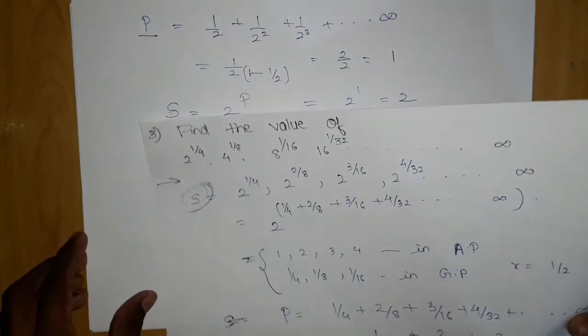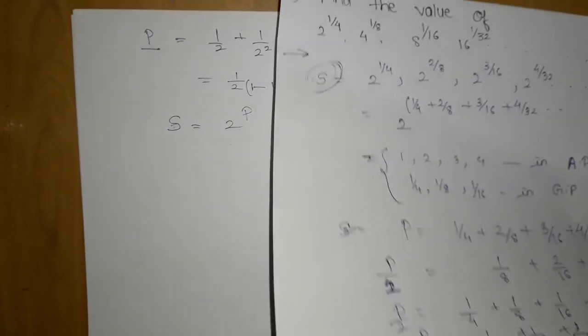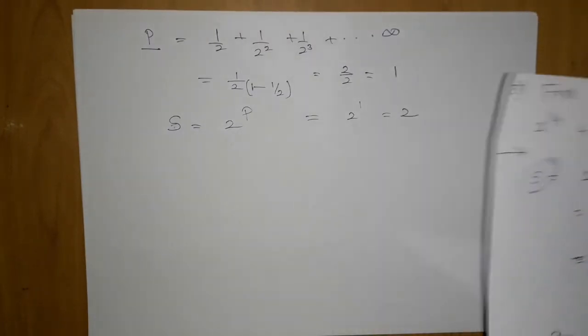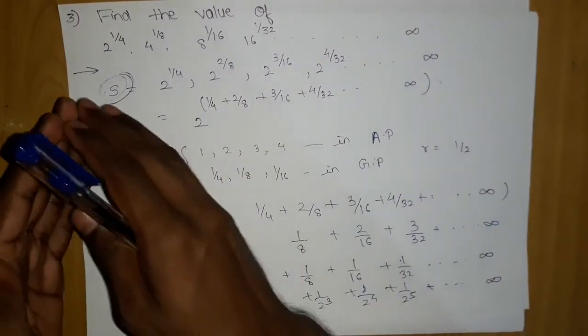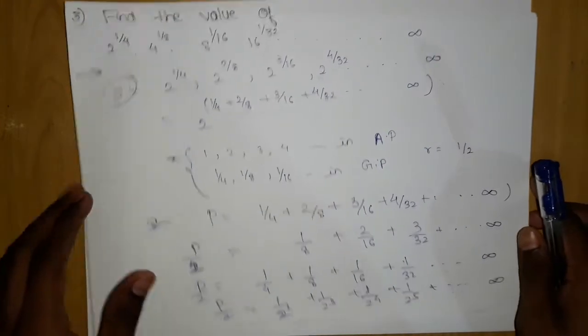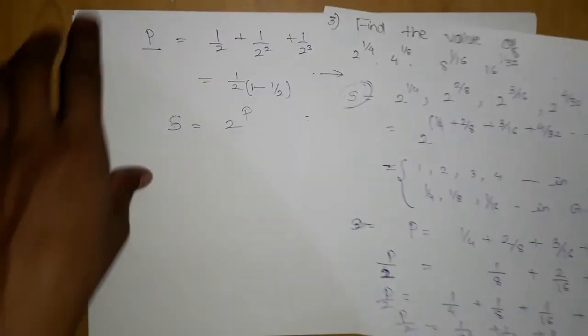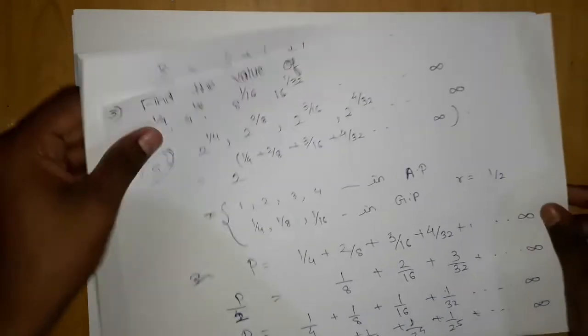You need to be very careful and alert and conscious while attempting the problem, that this power is forming an AGP, not this whole, although we have taken it as s, because that is the s we need to find out. Now let's move on to the next problem.